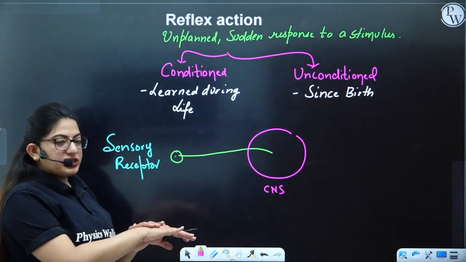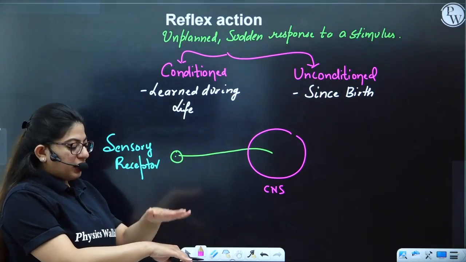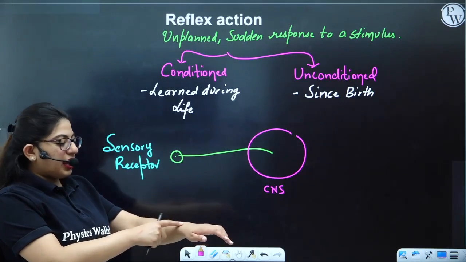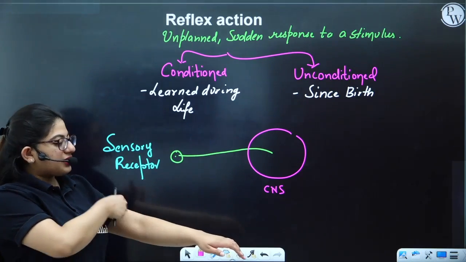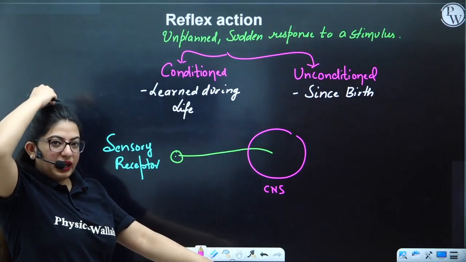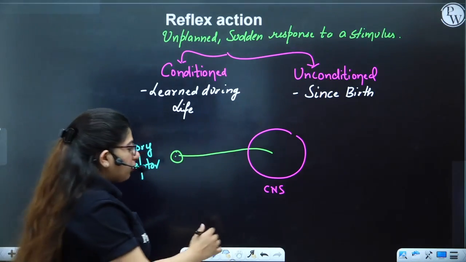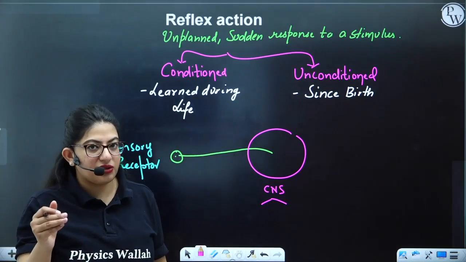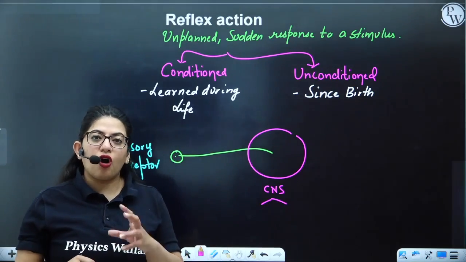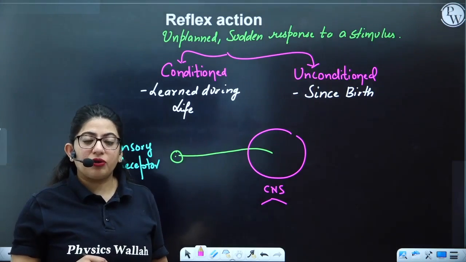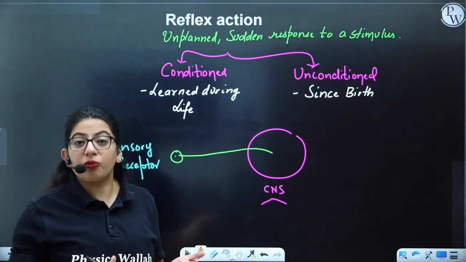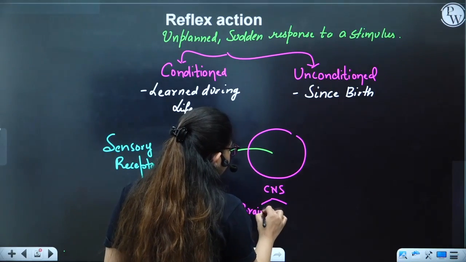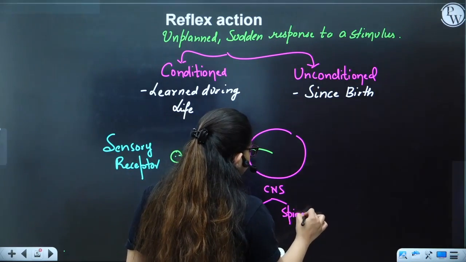Like on your skin, there is a sensory receptor. When you touch anything hot, the sensory receptor is attached to a sensory neuron, and it will send a signal to my central nervous system. It can be the brain, it can be the spinal cord. Different reflexes have different areas in the central nervous system. Like the one I'm talking about, the hot plate one, that is present in the spinal cord, whereas visual reflexes are present in your brain, in your midbrain, right? So here, the brain can be a part of it, even the spinal cord can be a part of it.